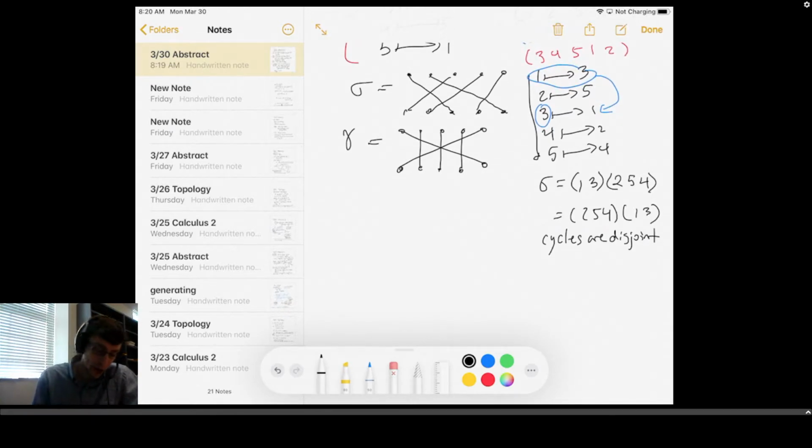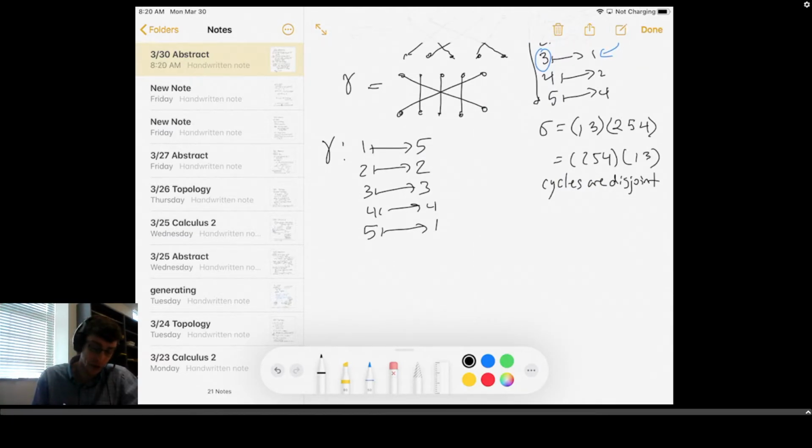Okay, so how about gamma? Here I see 1 goes to 5. The next 3 all go to themselves. And 5 goes to 1. What's the cycle notation for this?